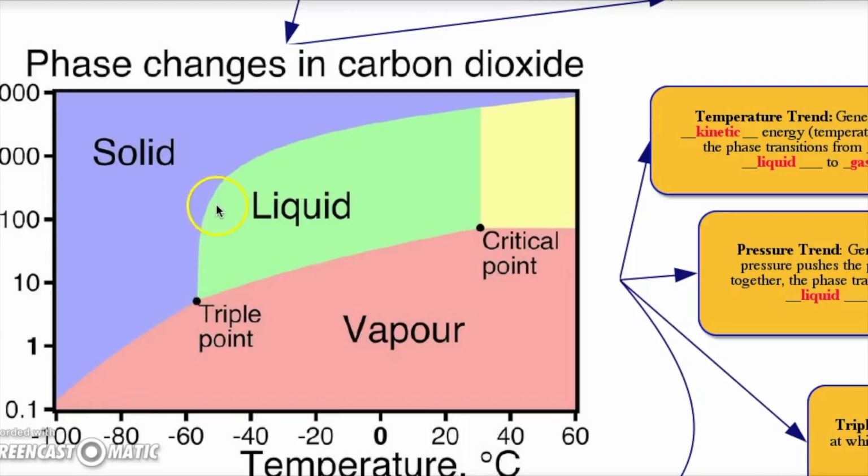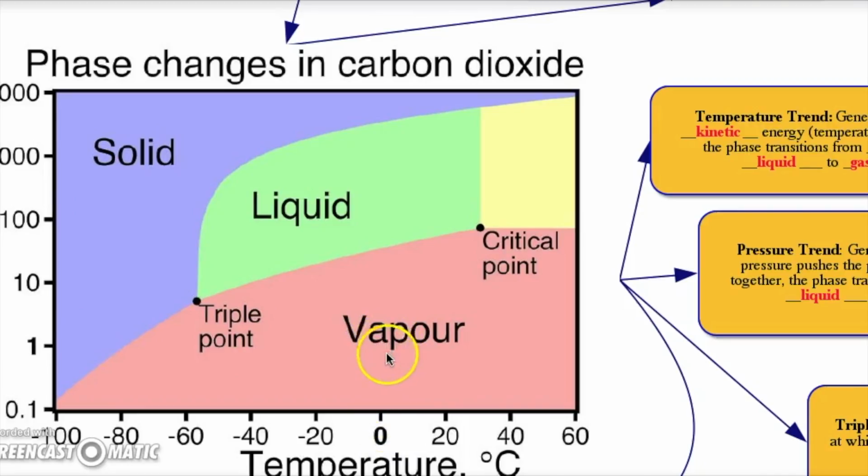Likewise, our line between solid and liquid, that's our melting and freezing line. And our line between liquid and gas, liquid and vapor, that's our evaporation condensation line. And again, any set of temperature and pressures that fall along one of those lines, those are conditions where you'll have a phase change.